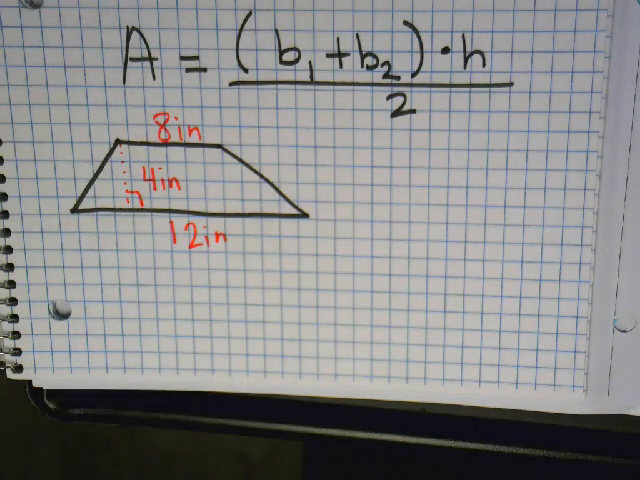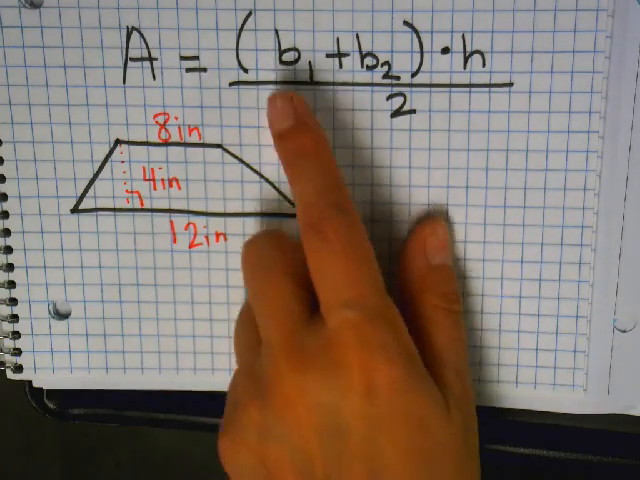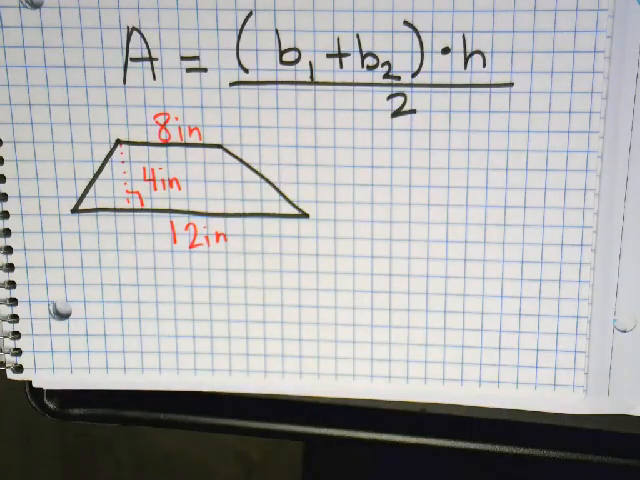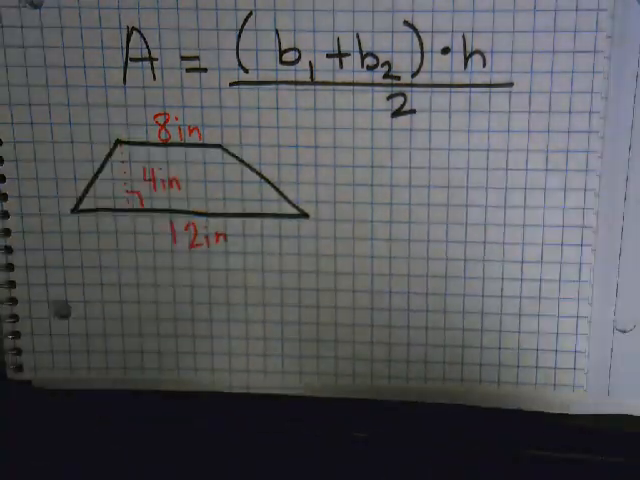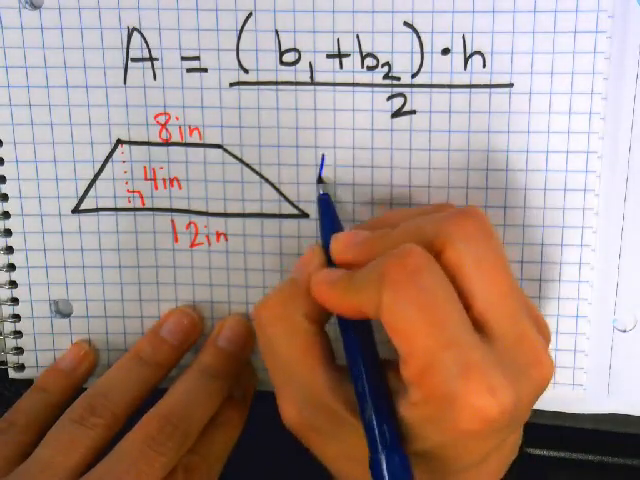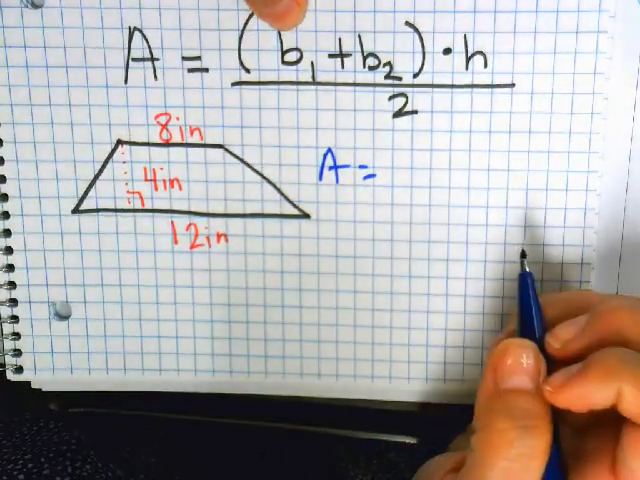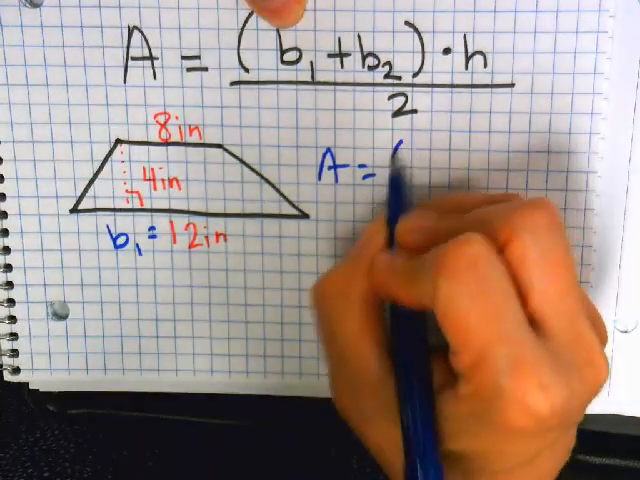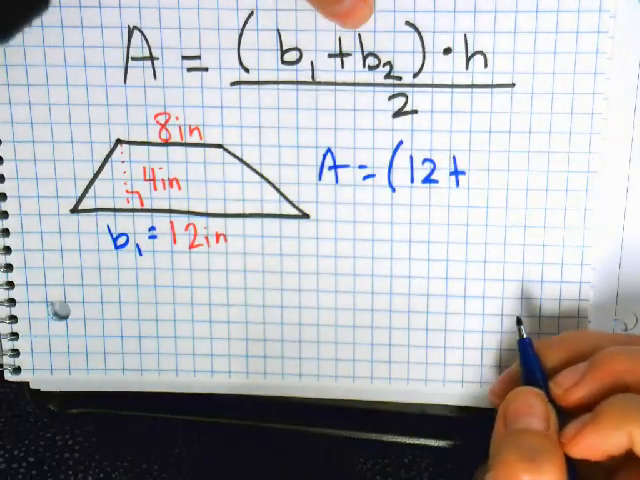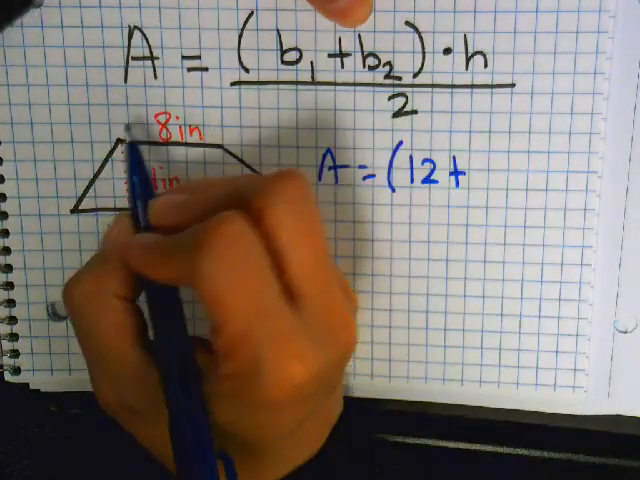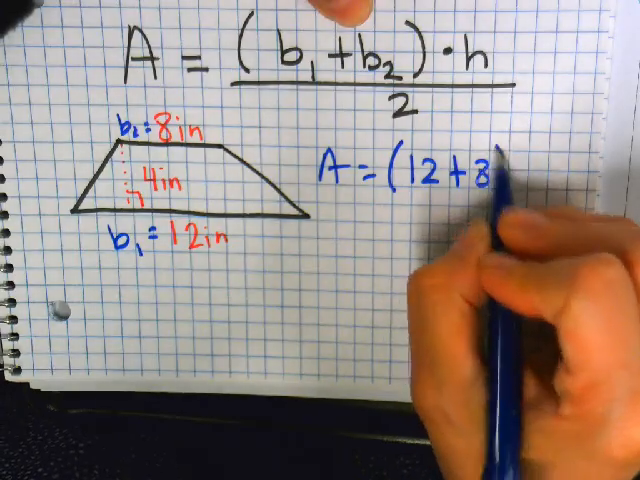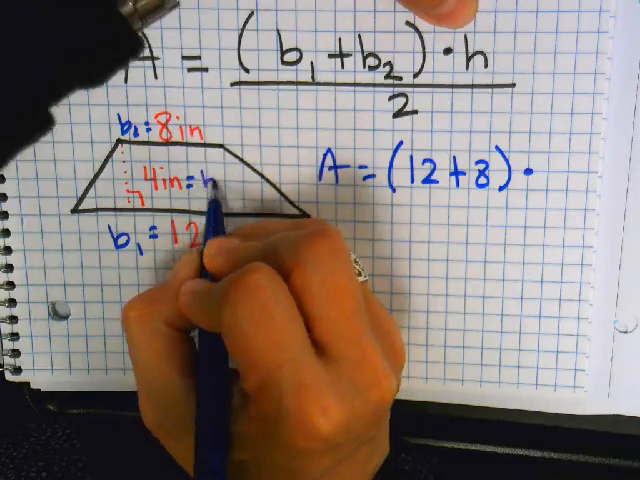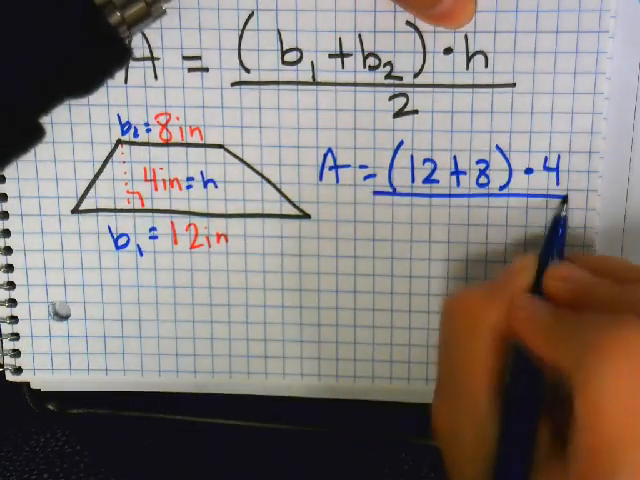Okay. So formula says base 1 plus base 2 times your height divided by 2. So the first thing we do is plug in our numbers. What numbers go inside the parentheses? So what number is my base 1? 12. So I'm going to write parentheses 12 plus. Which number is my base 2? 8. Base 2 times. What number is my height? 4. And what am I going to all divide by?